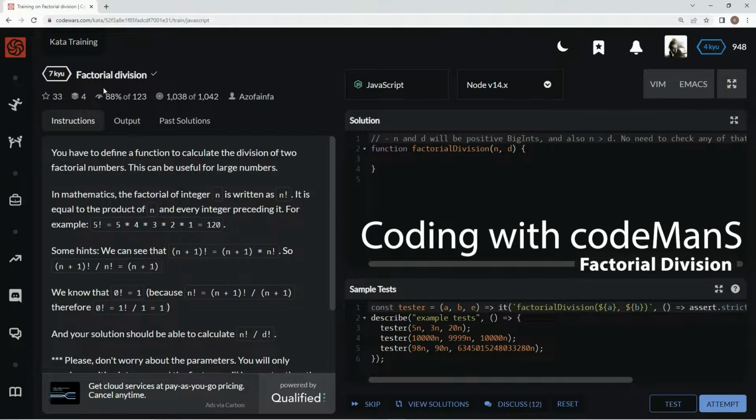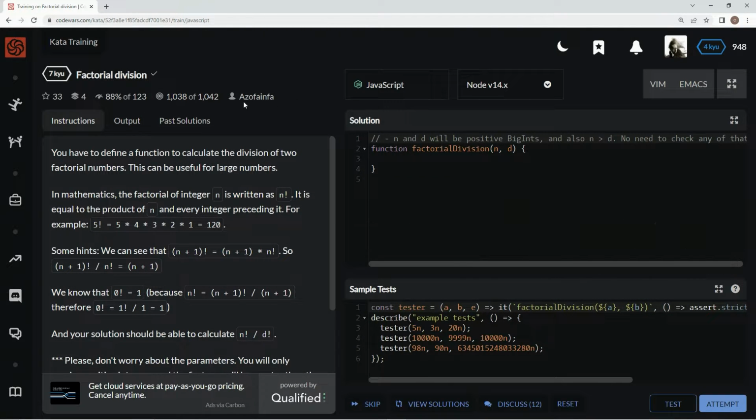All right, now we're doing 7kyu factorial division. This is by Azofainfa, and 88% of the people like it. We have to define a function to calculate the division of two factorial numbers. This can be useful for large numbers.